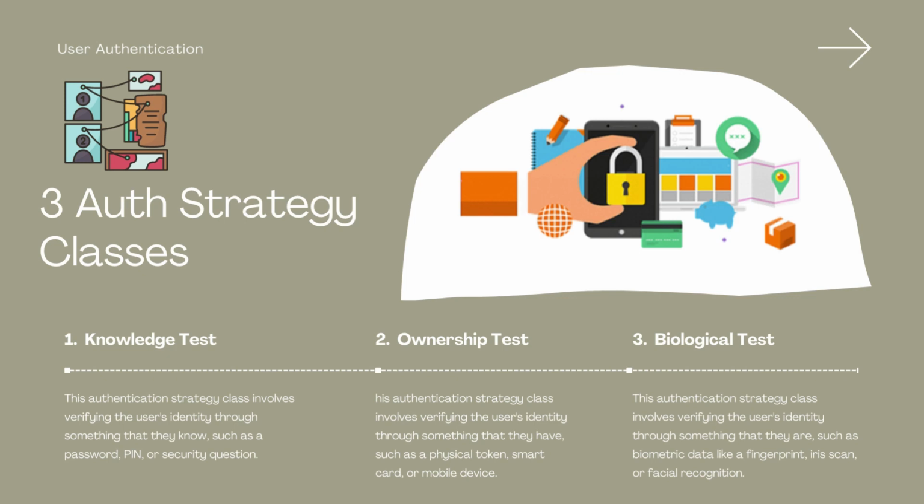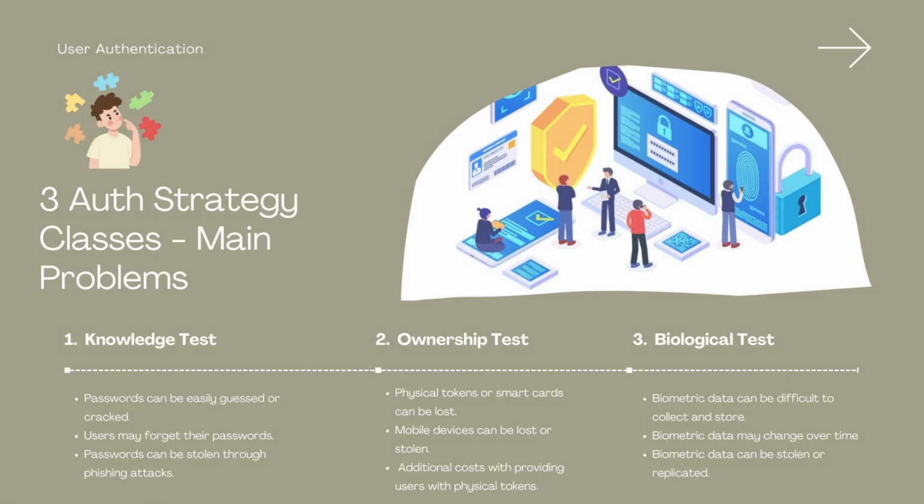In summary, the three main authentication strategy classes are used in user authentication. Each strategy has its own strengths and weaknesses, and many systems use a combination of these strategies for added security, such as two-factor authentication. Just like any system, this also has its own pitfalls. Here are the basic challenges for authentication strategy classes.